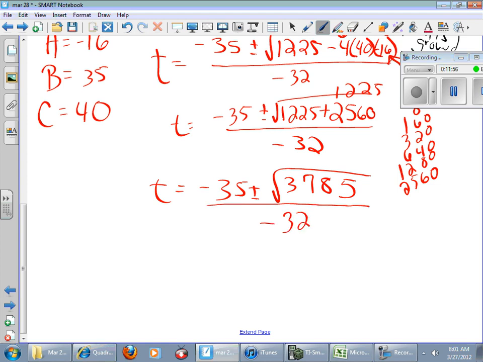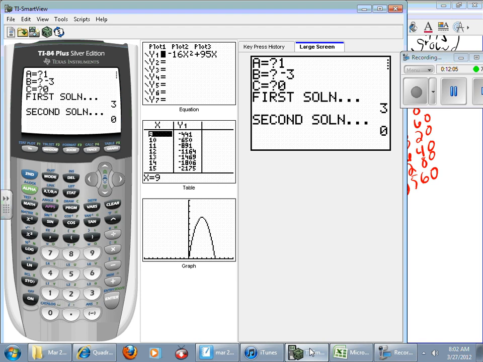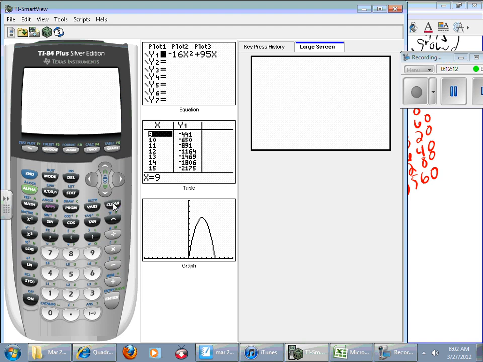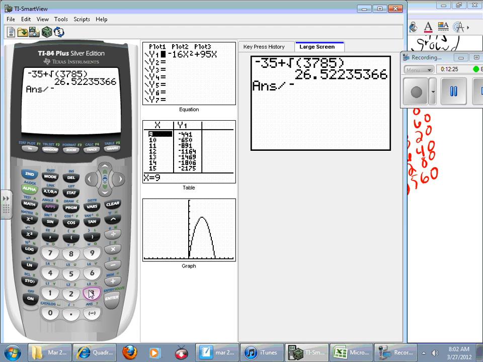And now I'm ready to go ahead and solve. So at this point, I'll go to a calculator. I think I've got my calculator here. All right, it's taking a little bit. Oh, I'm still running a program. Quit. All right, so I'm going to go negative 35 plus the square root of 3785. And then I'm going to divide that by negative 32. And there is that negative answer, the one I'm going to discard.